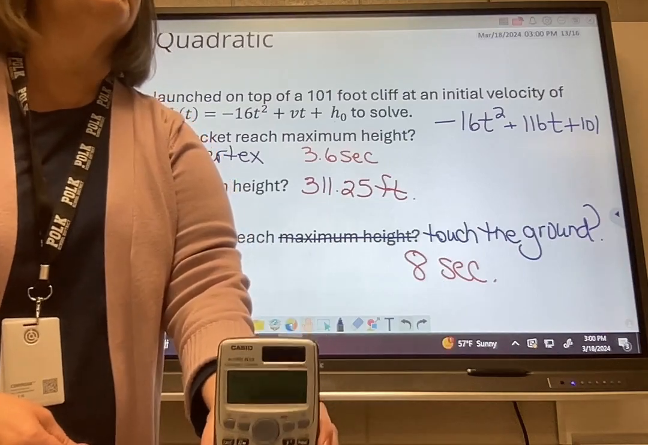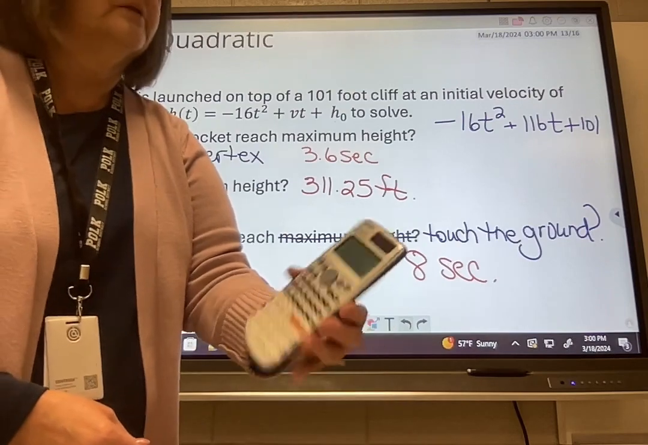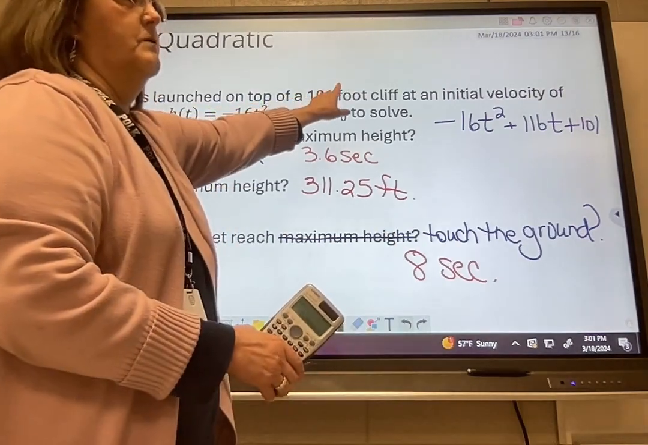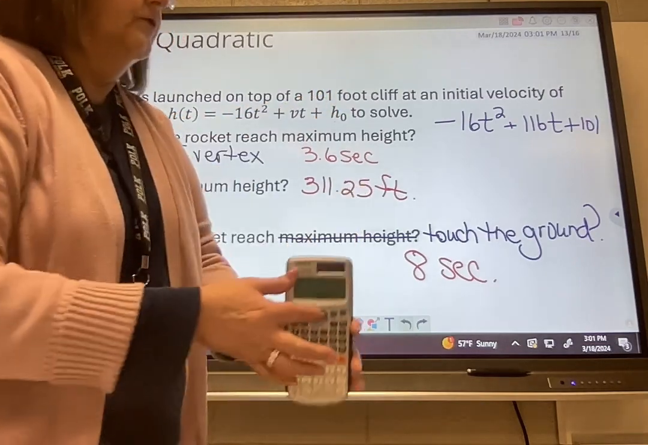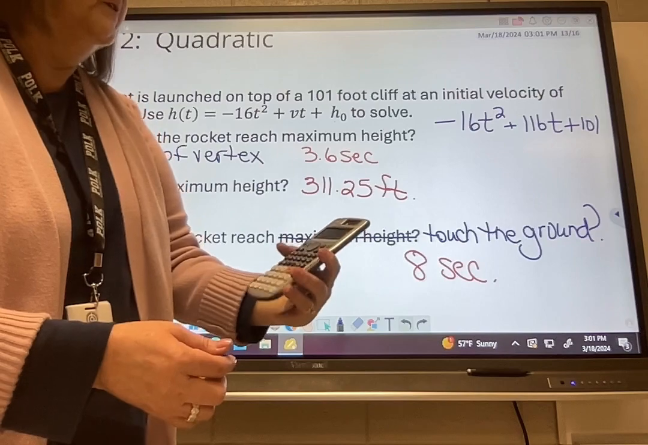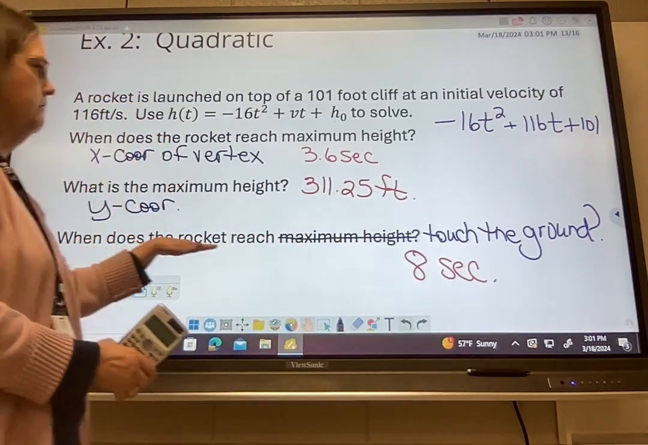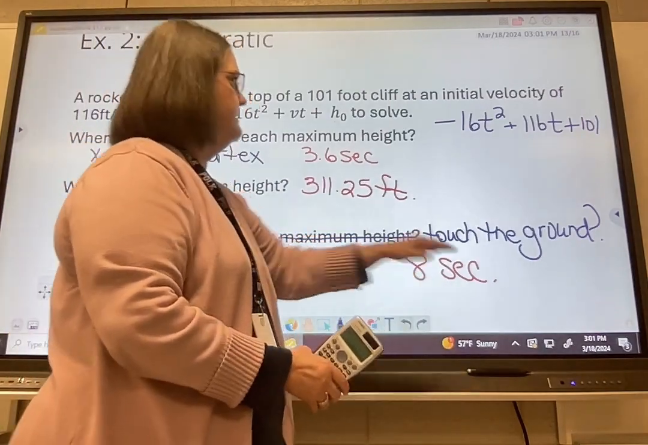Well, there is no such thing as going back in time and hitting the ground. So that's just because the rocket was not launched from 0 feet. It was launched from 101 feet. So you just lose that first one, which is negative 0.8 seconds. So the rocket touches the ground at 8 seconds.